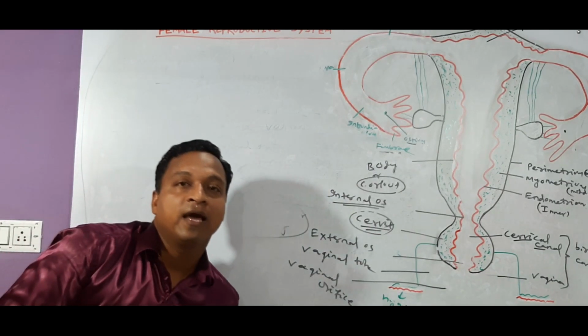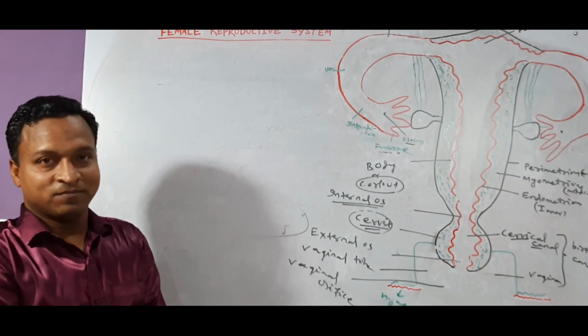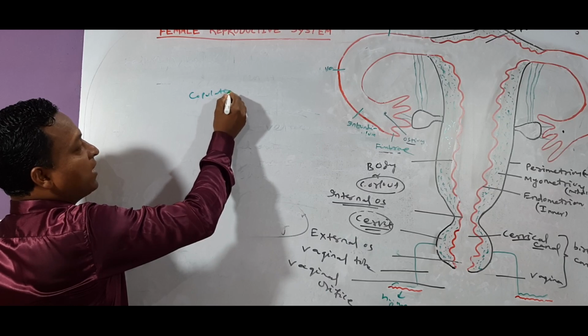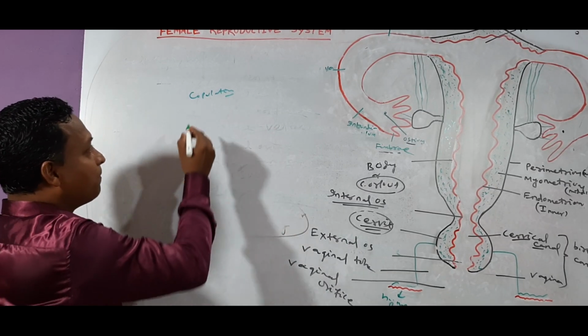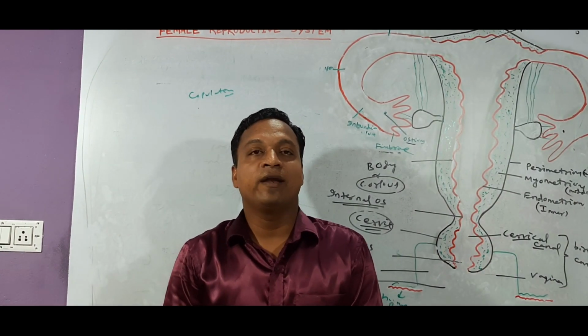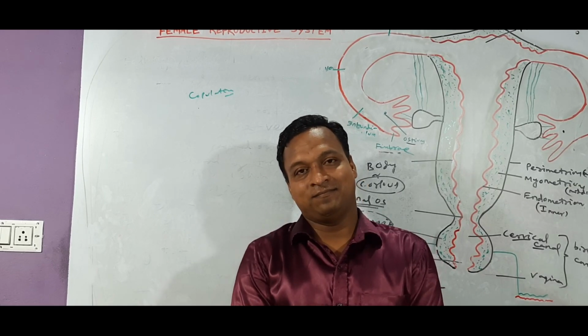This hymen is basically lost by copulation or by some physical work. It may be cycling, it may be running, it may be dancing.